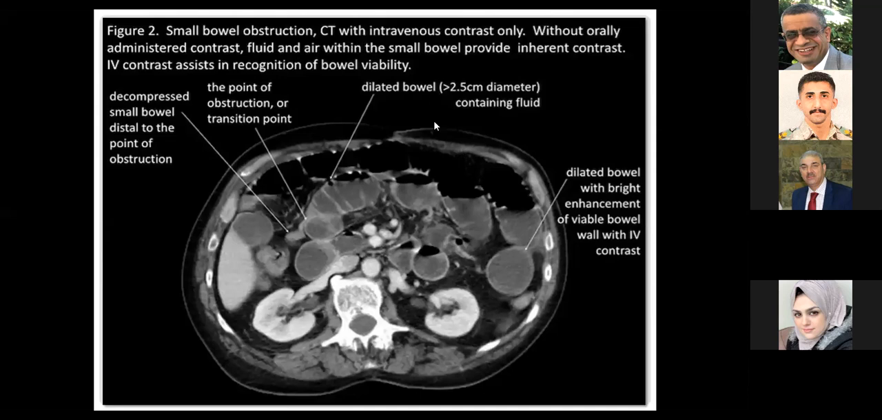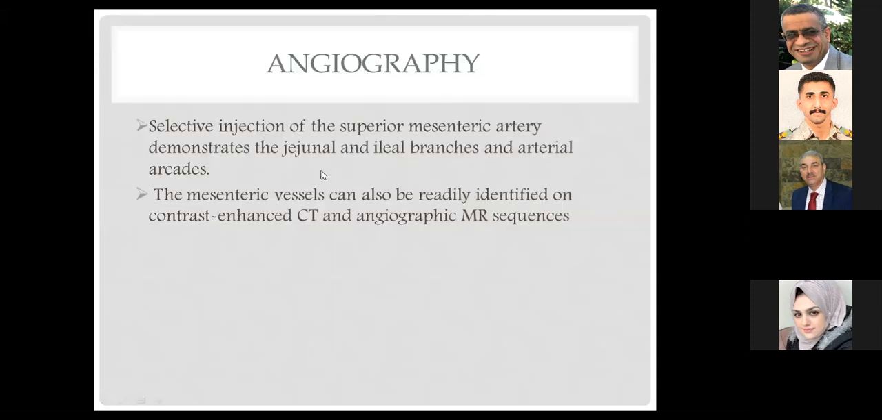The small bowel obstruction on CT. Here we have intravenous contrast only used. We can see the decompressed small bowel distal to the point of the obstruction. This is the point of obstruction. We can see dilated bowel more than 2.5 centimeters in diameter. This is a dilated bowel with a bright enhancement of a viable bowel wall with IV contrast. نعطينا IV contrast وياه.